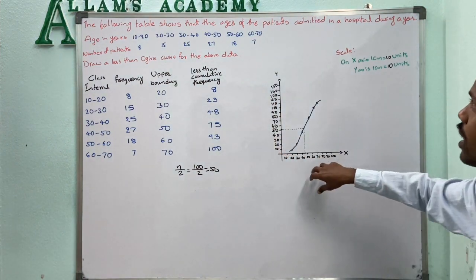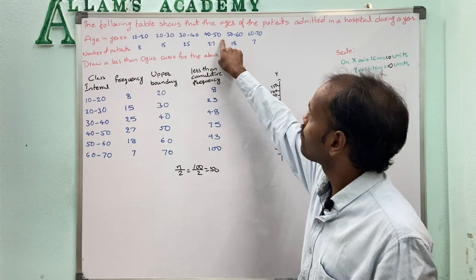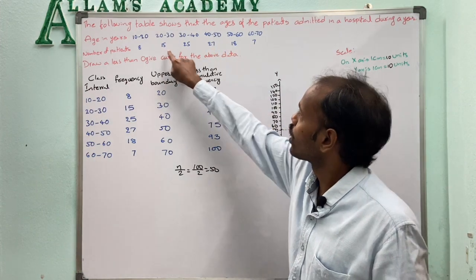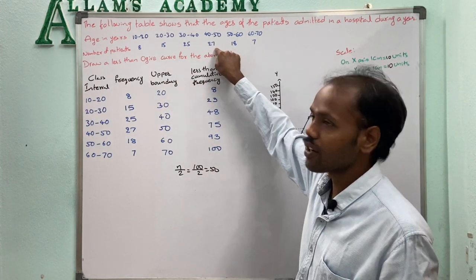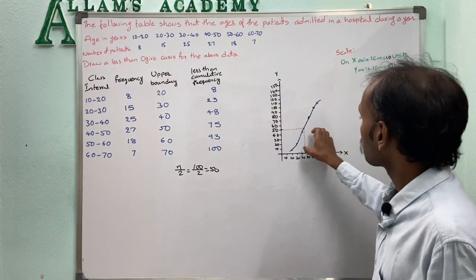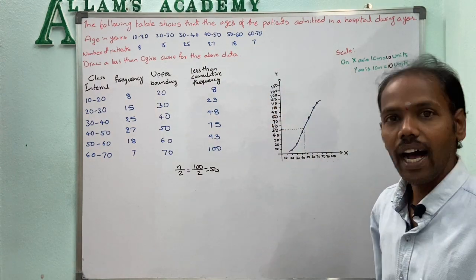So here also observe, the median is between 40 and 50, where there are more numbers, 27. So between those only may be the answer.